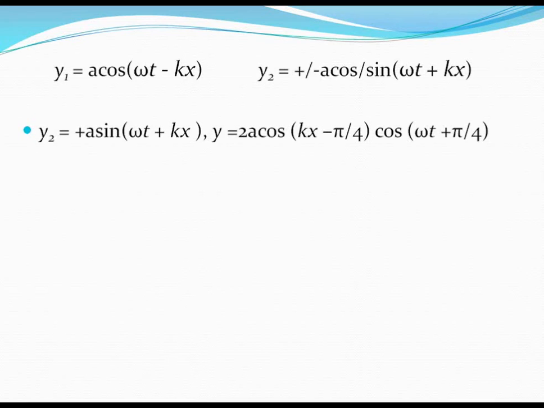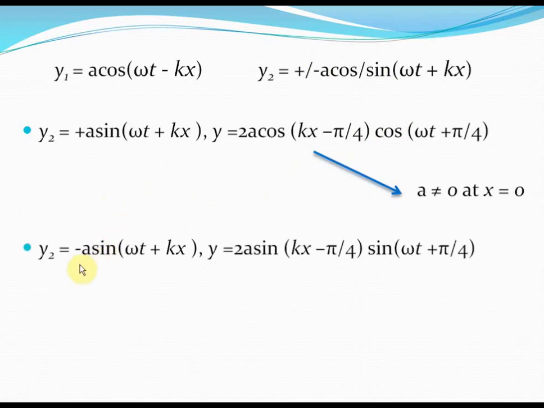However, if you look at it carefully, the amplitude, that is 2a cos(kx minus pi by 4), is not 0 when x is 0. If you put x equal to 0, the amplitude becomes 2a cos(minus pi by 4), which is definitely not 0. So there will not be a node at x equal to 0 for this stationary wave. So we reject the possibility when there is a positive sign and a sine function. Now what will happen if we consider the case when there is a negative sign and we use the sine function?